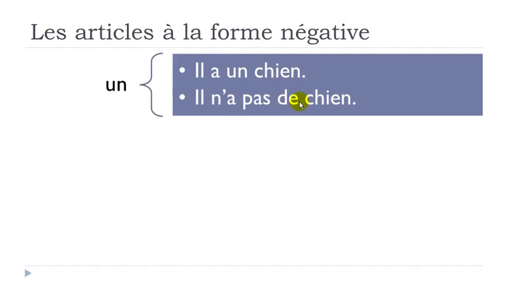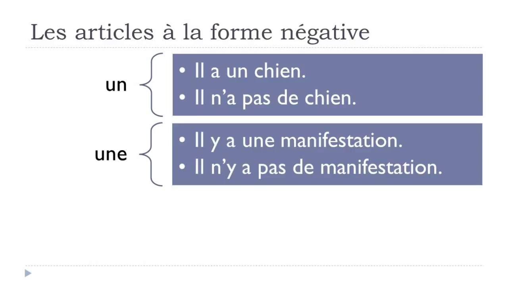All right, so that's the first thing that you've got to keep in mind if you want to use these articles. So article indéfini, and you want to put the sentence like in that case at the negative form, then un will become de. Okay, so let's see the example for the feminine form now. Une. Il y a, there is, remember, une manifestation, demonstration. Il y a une manifestation. So if we want to put this sentence at the negative form, il n'y a pas de manifestation. So you can see that this article une becomes de at the negative form.